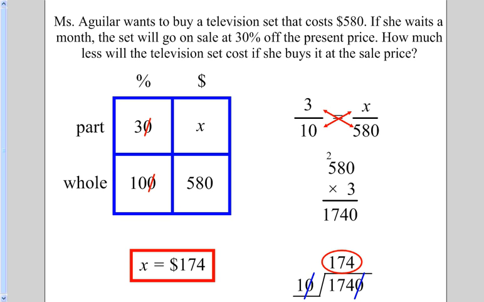That's how much is going to be taken off of the price. That's the answer to this question. If it was asking what is the sales price, we would need to take $580 and subtract $174 from it. But that's not this question. This is a little bit different this time.